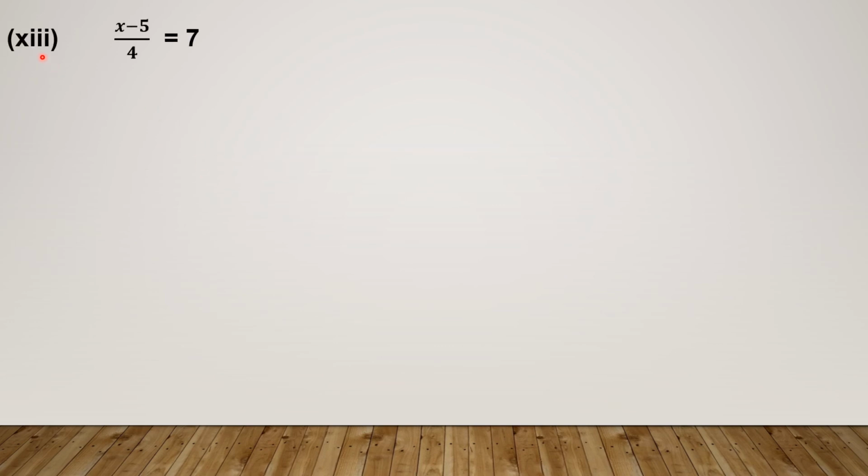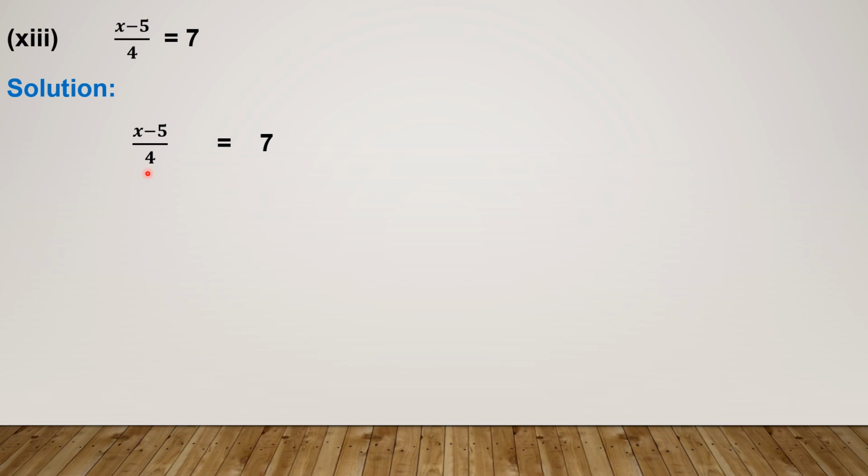See part number 13. X minus 5 divided by 4 is equal to 7. So student, first of all, what we have to do, we will move 4 on other hand side. Why we are not moving this minus 5 on other hand side? Because 4 is divided by both x and 5. We have equation x minus 5 by 4. So we can't move this minus 5 alone on other side. First of all, we need to omit this 4 in division.